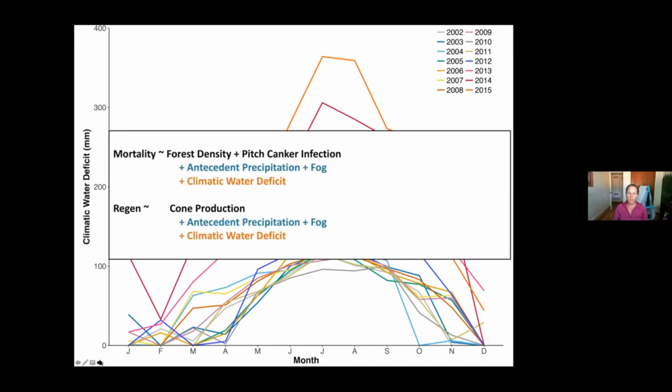What we did is we included this as part of a model to look at the drivers of mortality and regeneration. And I mentioned we use these exogenous and endogenous factors. These exogenous factors, we were looking at previous year's rain, fog, which we used relative humidity and some other surrogates for that, and then climatic water deficit. And then the endogenous factors looking at tree density and the probability of pitch canker infection, which is a non-native pathogen that has pretty dramatically impacted at least top kill and some stress on this coastal endemic pine. For regeneration response, we added cone production and then looked at some of these same climatic variables.